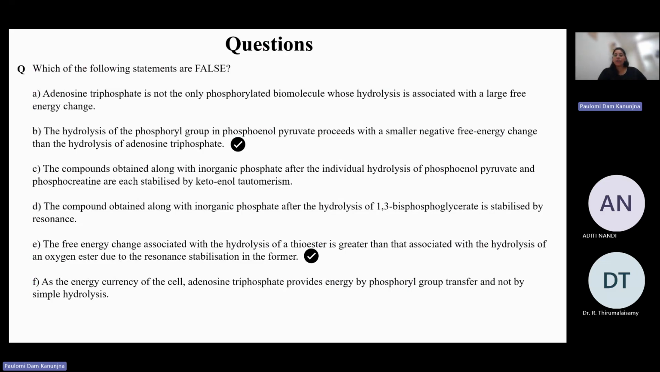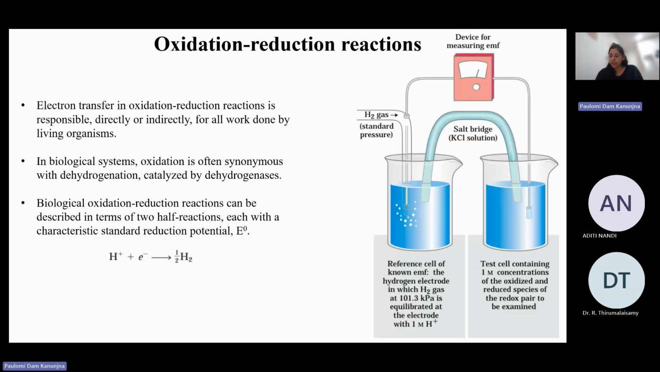Okay, and the sixth one is incorrect, as we know already, because as the energy currency, ATP provides energy by phosphoryl group transfer and not by simple hydrolysis, and we looked into the whole mechanism behind it. All right, let's move into the next part, right?